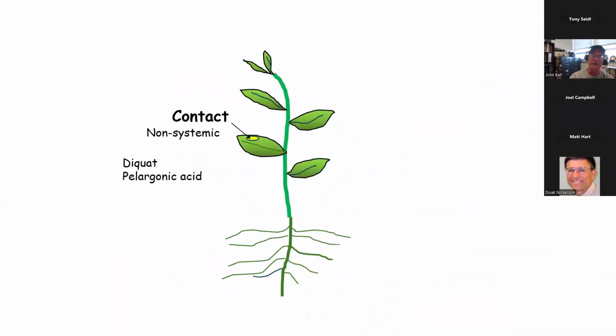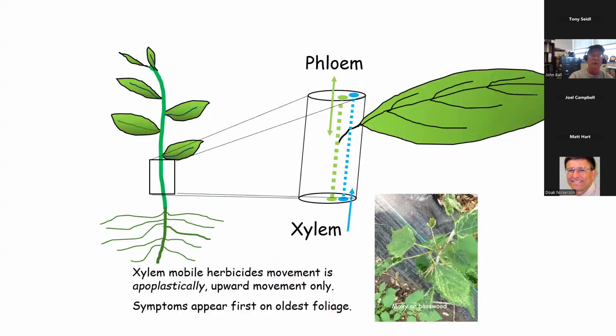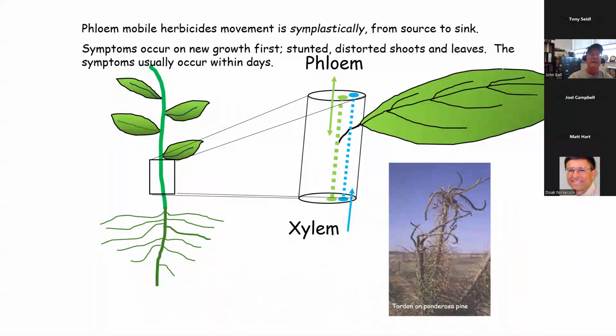So you look at contact. These are non-systemic. Diquat is an example of one. We don't see a lot of these. What we tend to see more are the xylem or phloem mobile. Xylem mobile ones are upward only. It's going to show up on the oldest foliage first, particularly with soil application. Lower leaves are affected. Newer leaves will be affected in time, but you're going to see the oldest ones affected first.